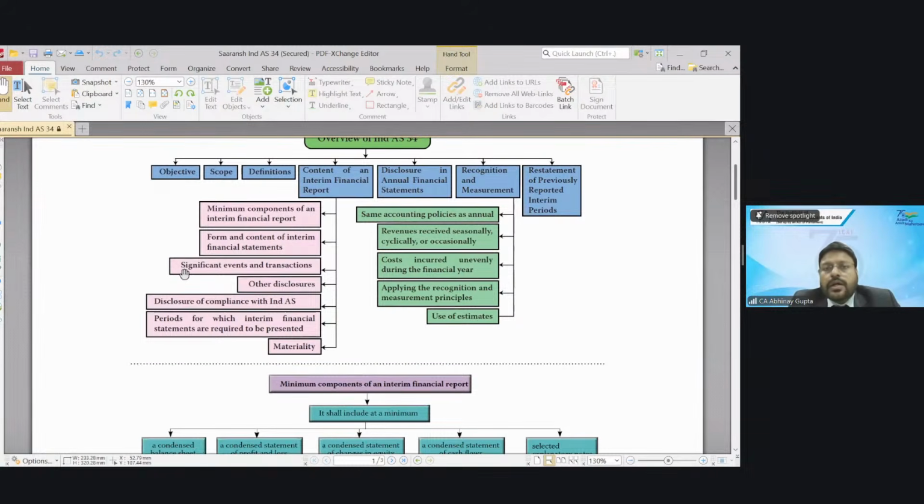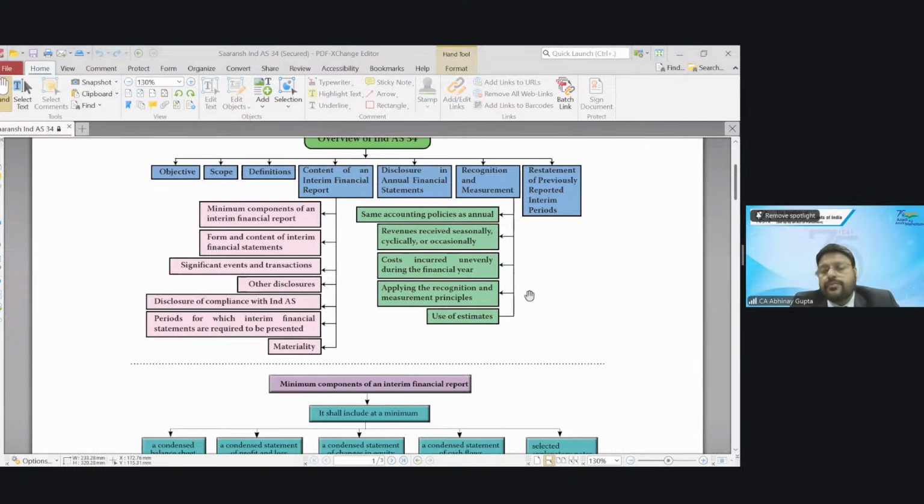Now, do we need to prepare the interim financial reporting with the same accounting policies, or can we change the accounting policies in the interim financial reporting? So Ind AS 34 says accounting policies have to be the same as what we have followed in the annual accounting policies, right? So, same accounting policies.